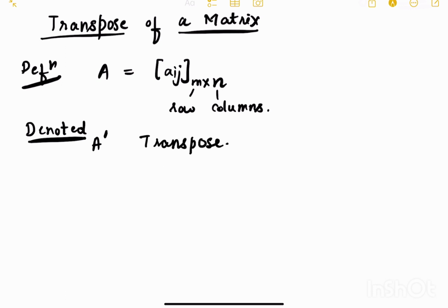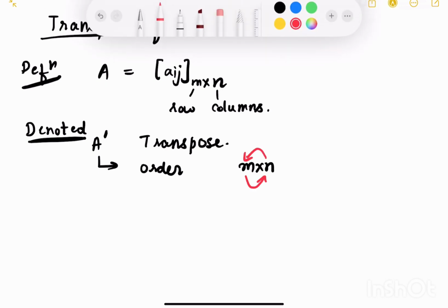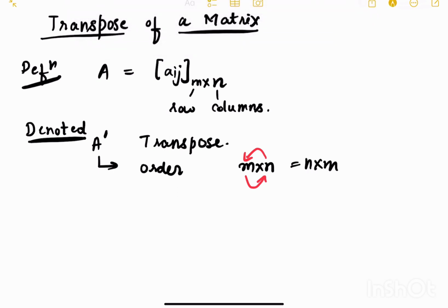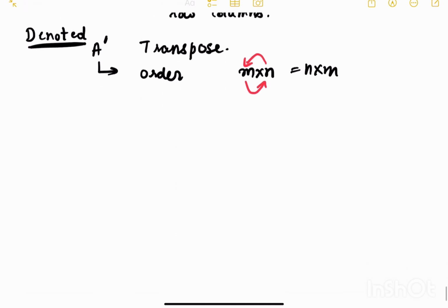Now, the catch here is that if the order of A is m cross n, as I've written just above, the order of the transpose will be such that I just have to interchange both of them. My m will go here and my n will come here. So, what is it? It is n cross m, isn't it? So, the resultant matrix, that is after we transpose it, will have order n cross m.